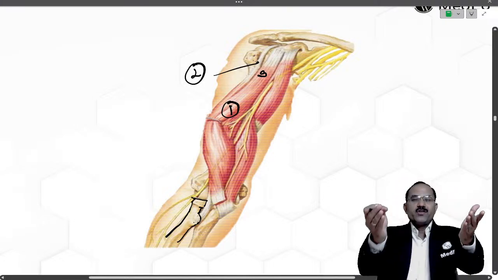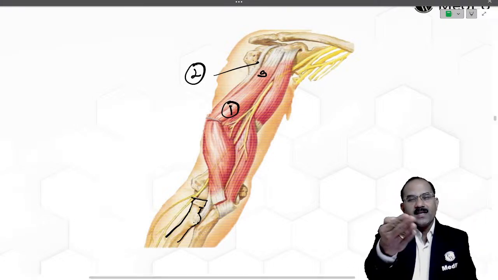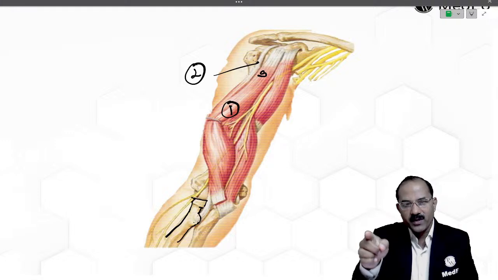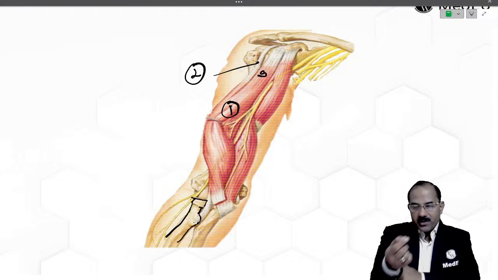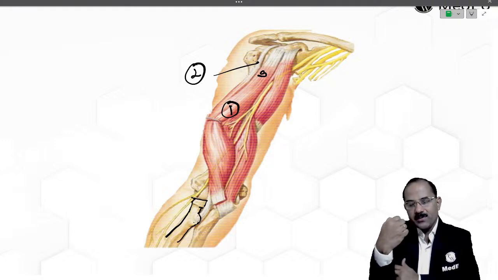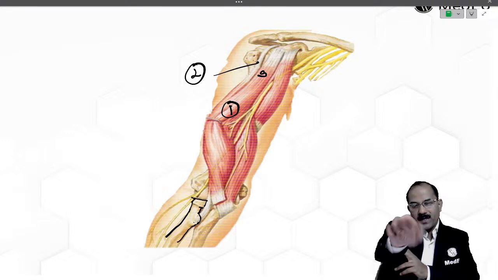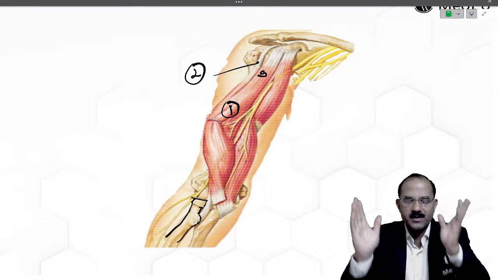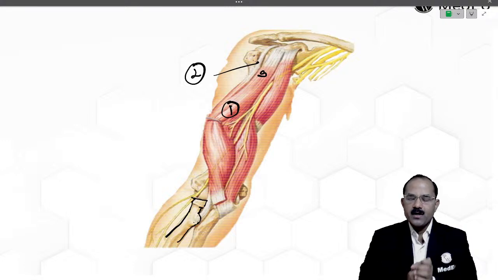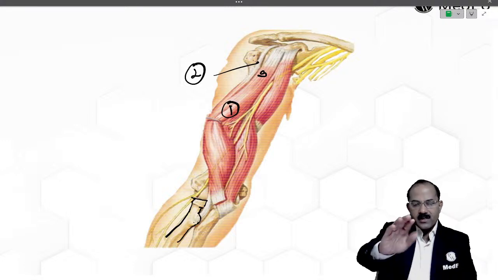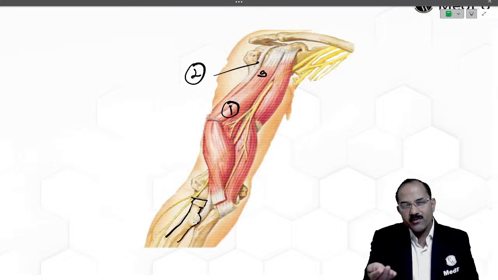The main action of biceps is supination at the radioulnar joint. In a mid-flexed elbow, supination is done by biceps. In an extended elbow, the supination is done by the supinator muscle. So what is the action of biceps brachii? It's the chief supinator in a mid-flexed position.